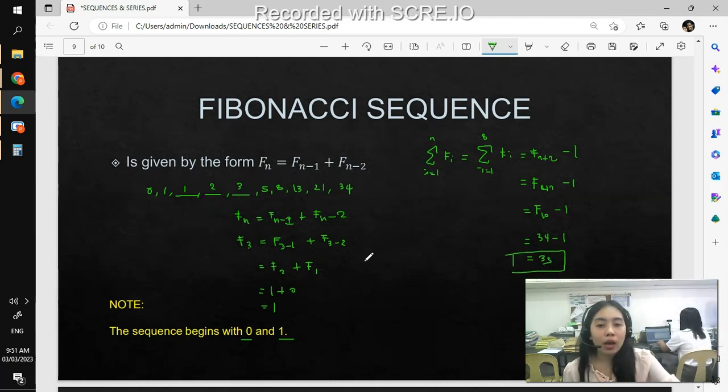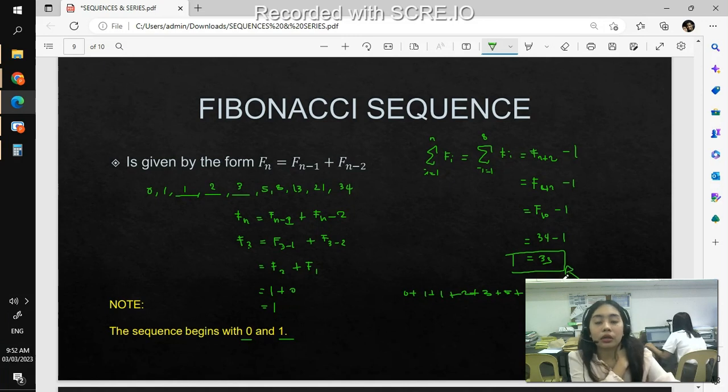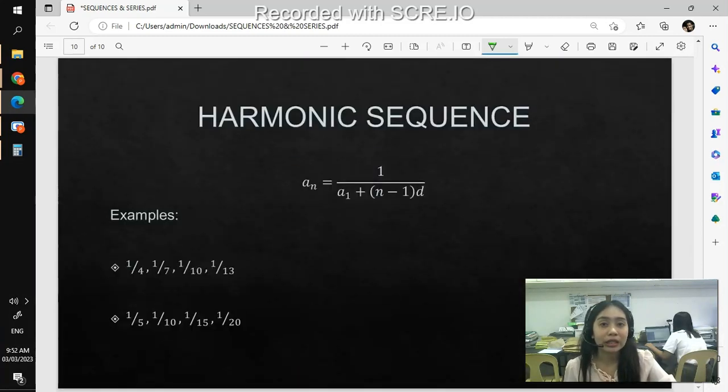So it means if you are to add, let's say, 0 plus 1 plus 1 plus 2 plus 3 plus 5, okay, this is 1, 2, 3, 4, 5, 6, 7, plus 8 also, plus 8 before 13, okay, plus 8 plus 13, you will be getting 33 as its total value.